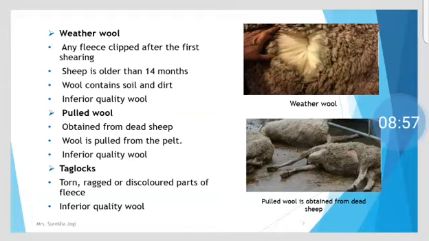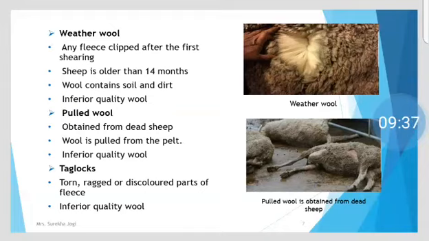Next type is taglocks. Taglocks means matted wool or tangled mass of wool. What do you mean by matted? Matted means hair is matted, especially because it is wet or dirty. And tangled mass means a confused mass, or a mass which can't be separated. These taglocks are obtained from torn, ragged or discolored parts of the fleece. It is low in quality, so it is used for producing cheap, coarse woolen fabrics.